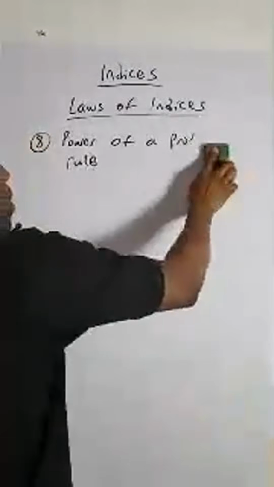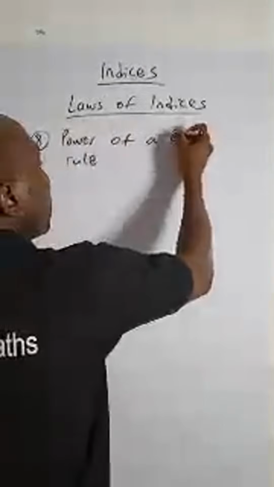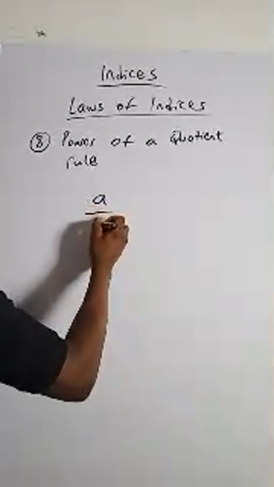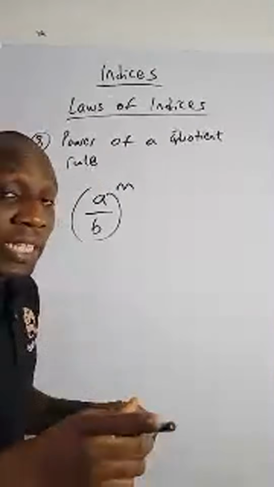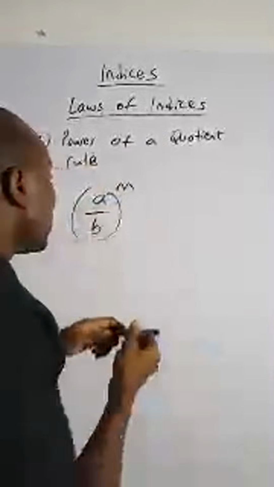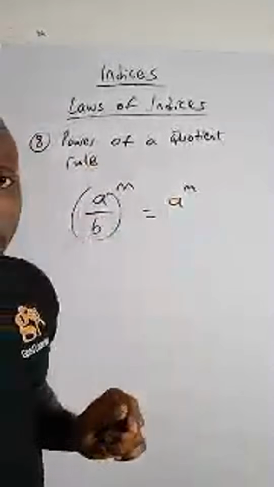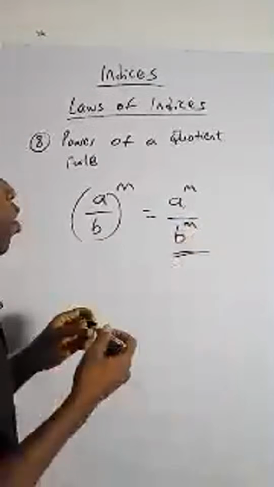So we have one more, the power of a quotient rule. Let's say you have A over B. This is a quotient, A divided by B, raised to the power M. Again, as we did in the power of a product rule, this becomes what? A raised to the power M. You distribute the power to A and B. So this should be A raised to the power M over what? B raised to the power M. This is how this law works.